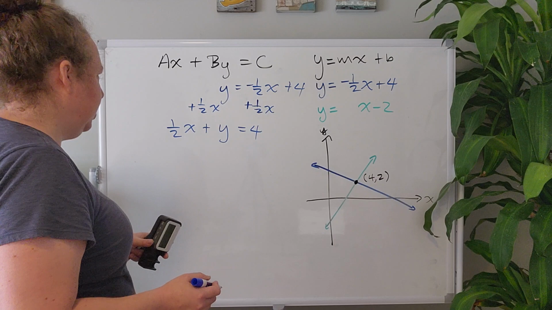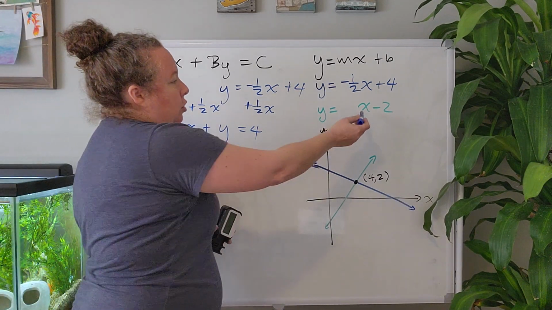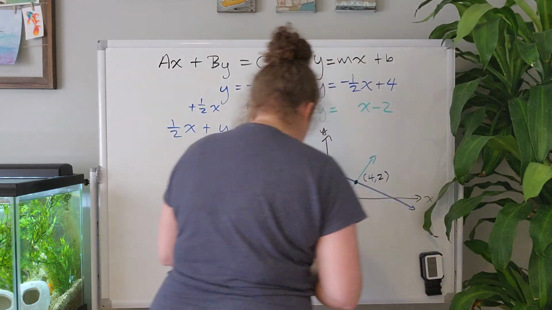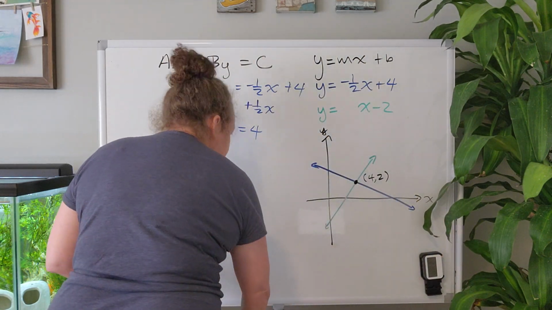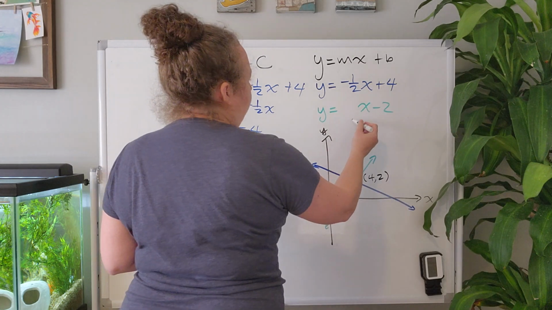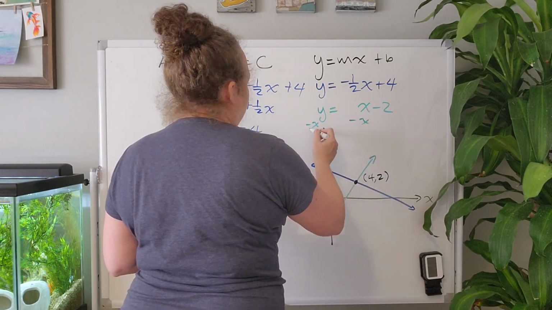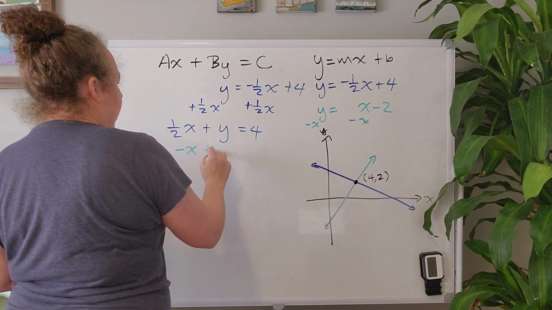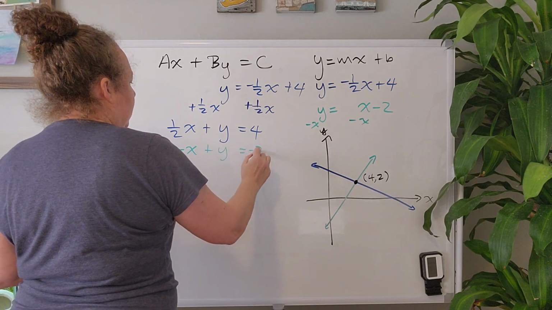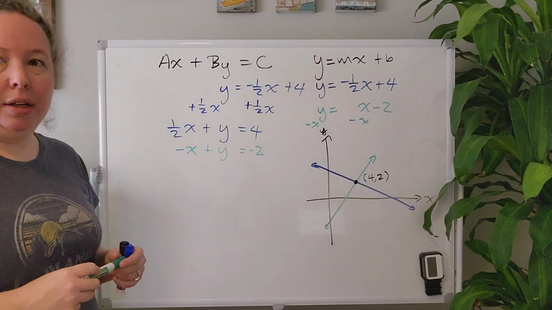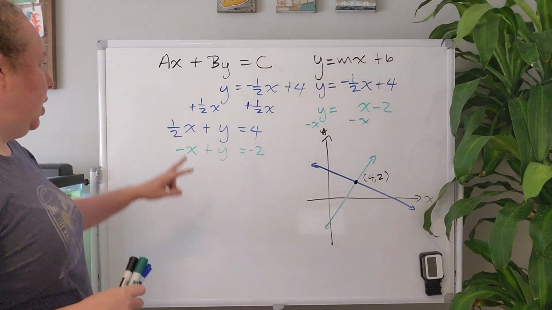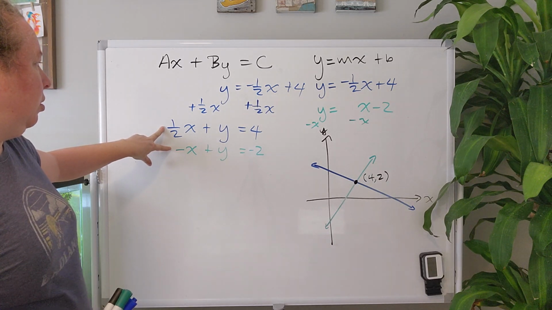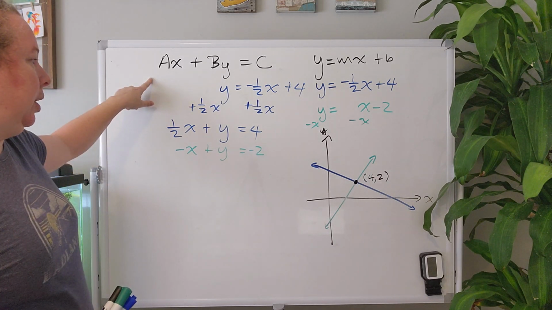We're going to do the same with our green line, and this one is so simple. All we're going to have to do is subtract x from both sides. So our green line is going to be -x plus y is equal to -2. So we now have our two lines, blue and green, in standard form.